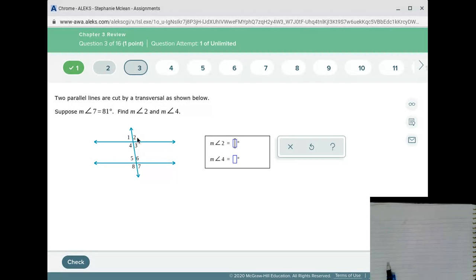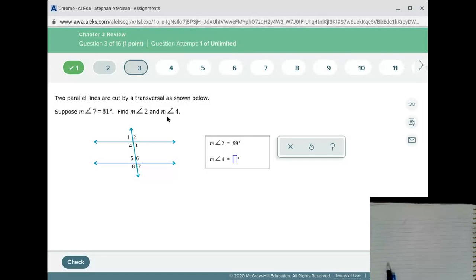Now, I'm asked to find the measure of angle 2. If you look at 2 and 3, they would form a straight line when I put them together. Therefore, when adding these two angle measures together, they should equal 180 degrees. So if I take 180 degrees and subtract the measure of angle 3, which is 81 because it's corresponding to angle 7, I would get the measure of angle 2. So 180 minus 81 is 99.